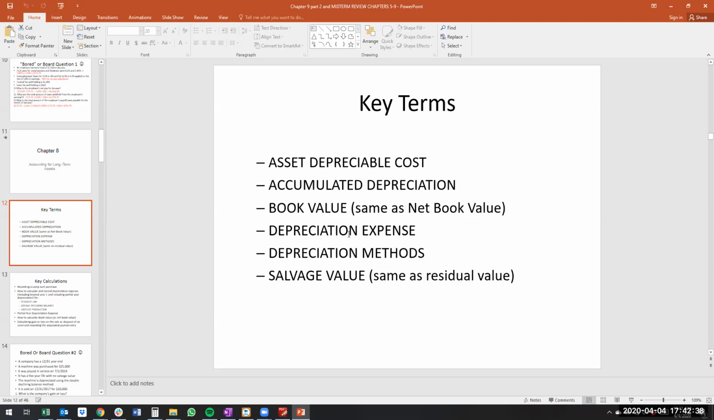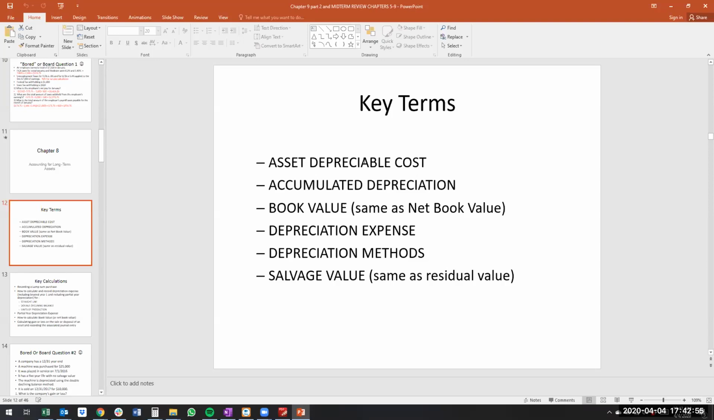So accumulated depreciation methods. You're going to have to know how to calculate all of those different methods. They'll be expected either in a multiple choice, where we'll tell you which year and you'll have to figure out the answer, or you have to fill in the blanks, depending on how the exam is.